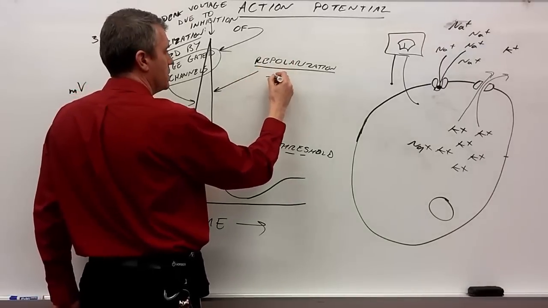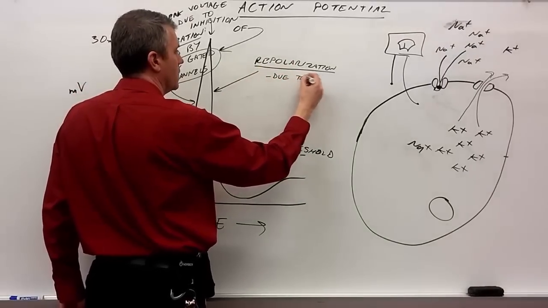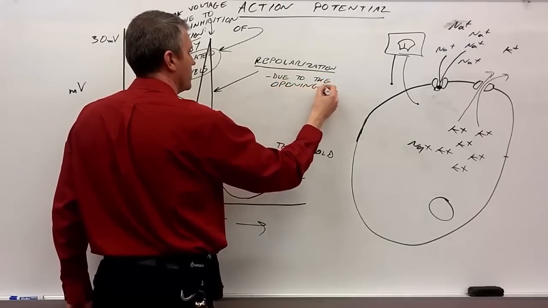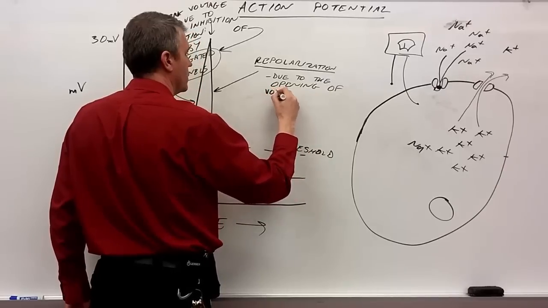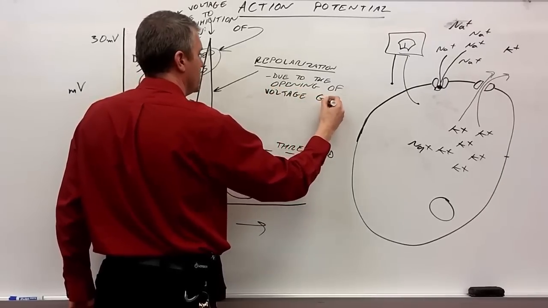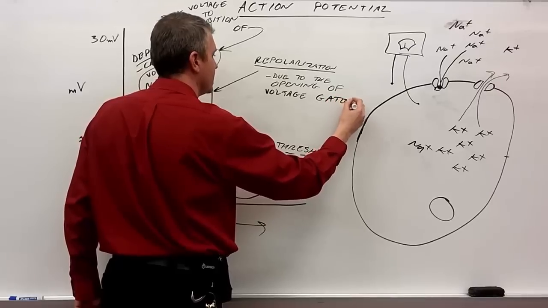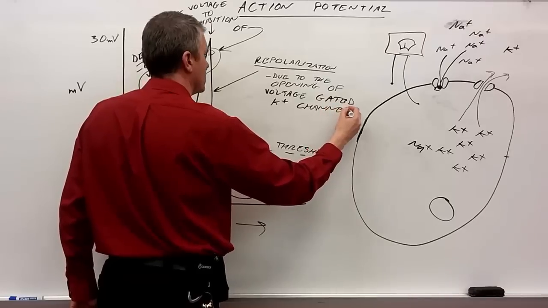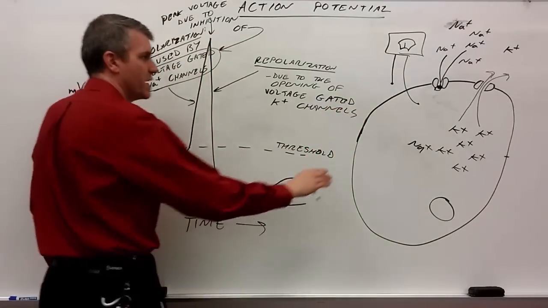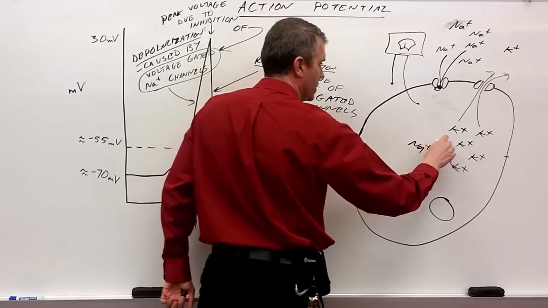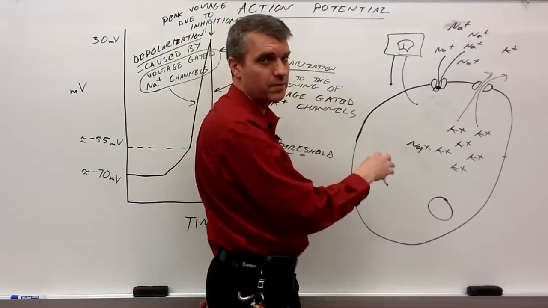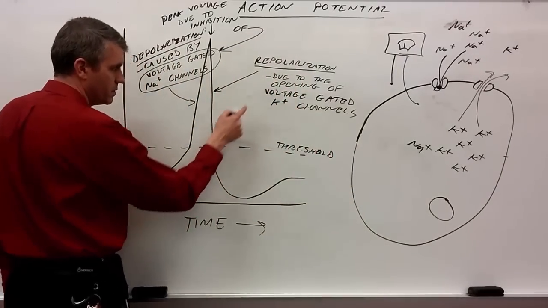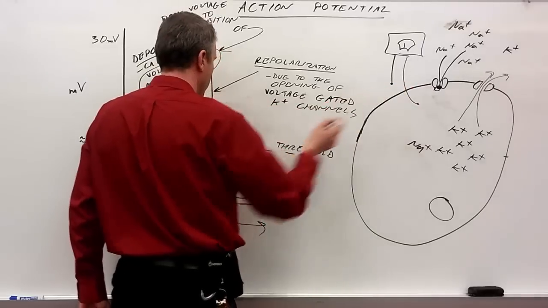So repolarization is due to the opening of voltage-gated potassium channels. Potassium diffuses out of the cell and the inside of the cell becomes less positive. The inside of the cell becomes more negative. Remember that these channels were a little bit slower than the sodium channels.